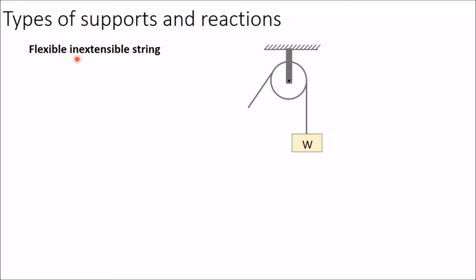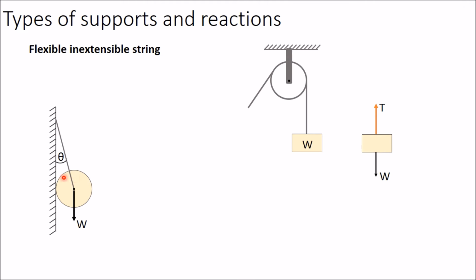Now in case of a flexible inextensible string, there will be only one reaction, and that reaction will be in the direction of the string. For example, if you want to draw the free body diagram of this weight W, you have to draw this figure first, then apply the weight in the vertical downward direction, and now because of this string there will be one reaction. This string is supporting this weight, it is not allowing it to fall down. Therefore in place of this string you have to show one reaction, and normally this reaction is represented by T for tension. Now here I have taken one example.